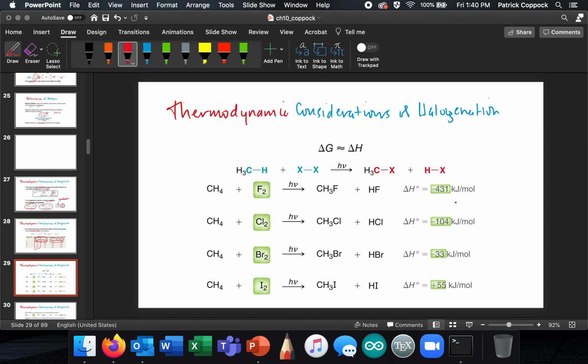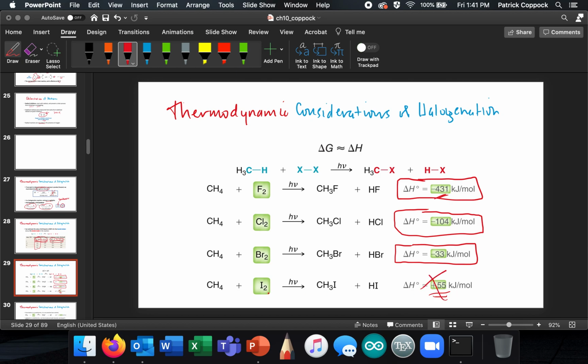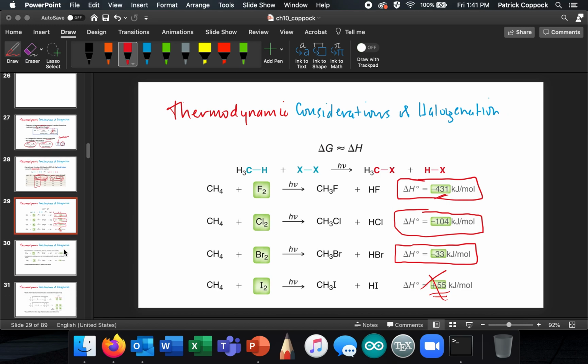All right, so that being said, we find out that for fluorination, it is very exothermic, very exothermic. With chlorination, it is also still pretty exothermic, not nearly as bad as 431. Look at that, 431. Okay, so for chlorination, it's only 104 kilojoules per mole. Bromination, still exothermic, but not nearly as much. Okay, and iodination is actually endothermic. So this is not going to happen. Iodine's not going to happen because it's endothermic, right?